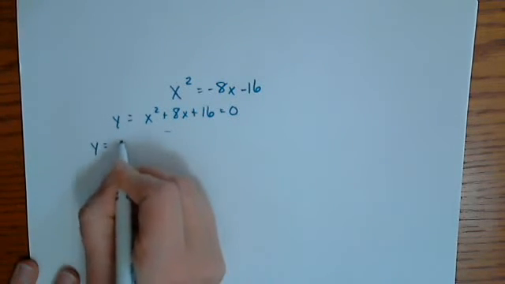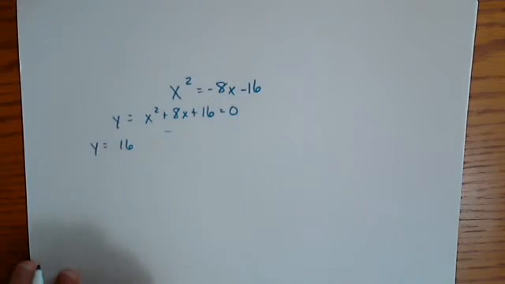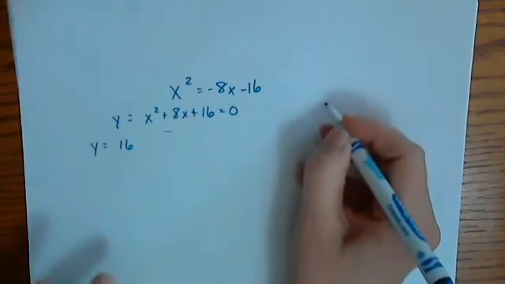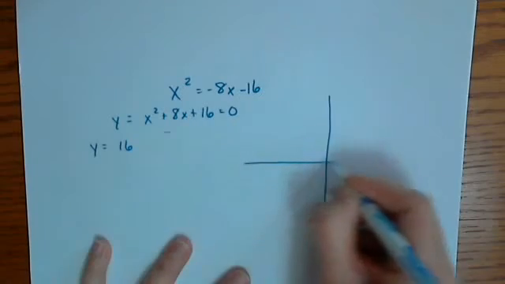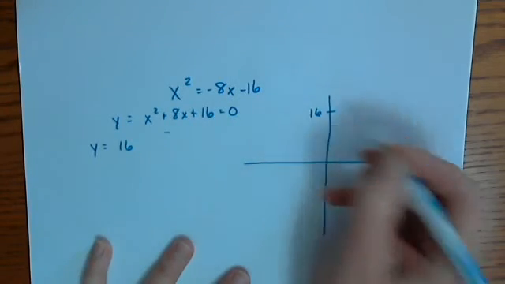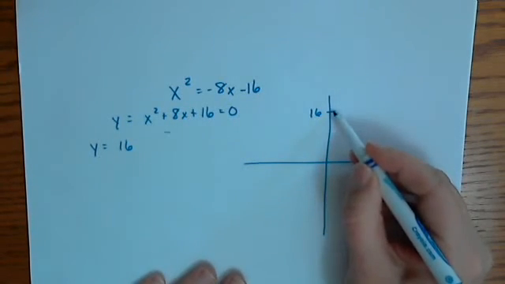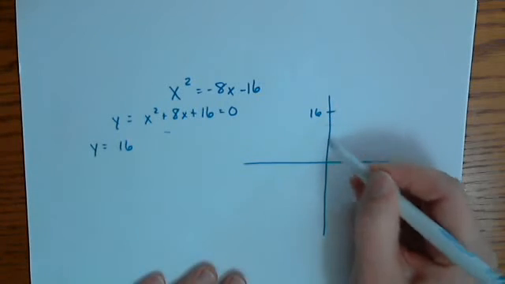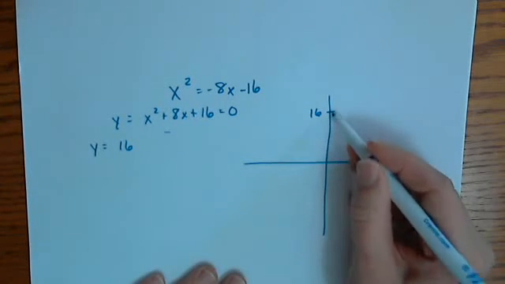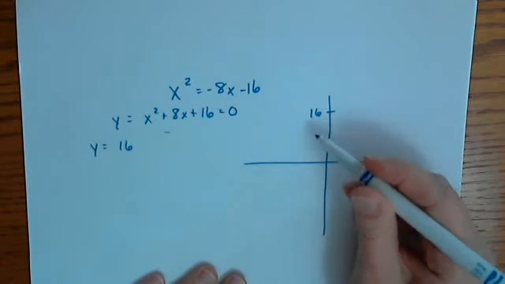So again, let's start with our y-intercept. y equals 16 is our y-intercept. And we might as well go ahead and put that on here. We'll just say that that's 16. Okay. If you have a grid, make sure you're counting. You don't have to count 16 blocks up. You can count 4 blocks up, or something.